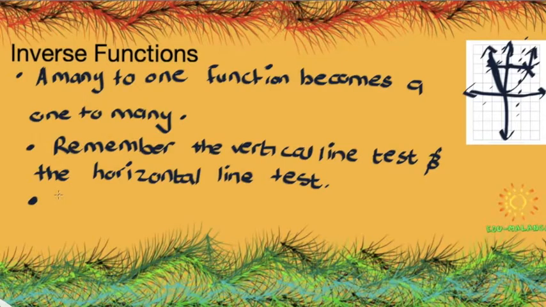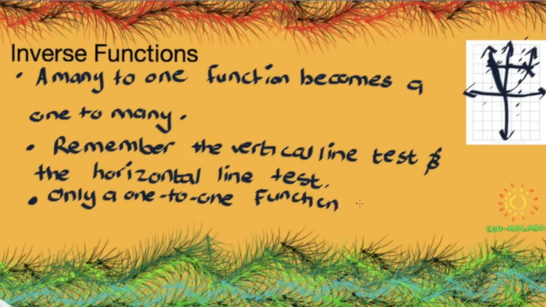So the next point: there was a test we did in the previous video that determined whether a graph is a function or not. Okay, so only a one-to-one. You remember the straight line I drew on the previous page? That was a one-to-one function. A function can have an inverse. That is a function.